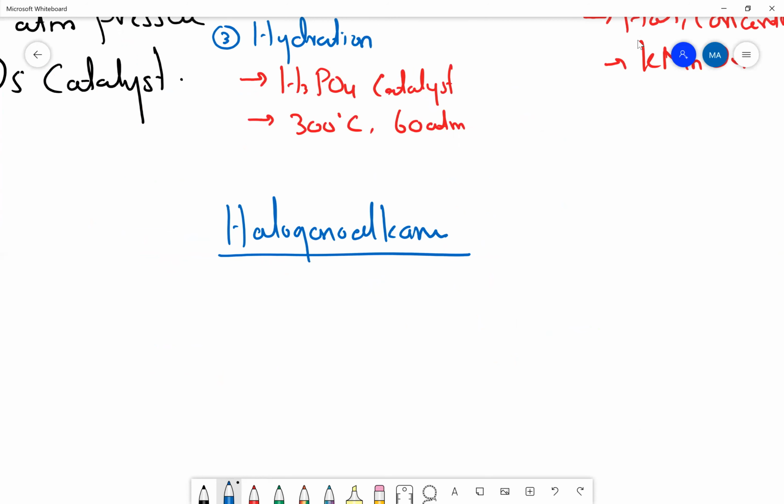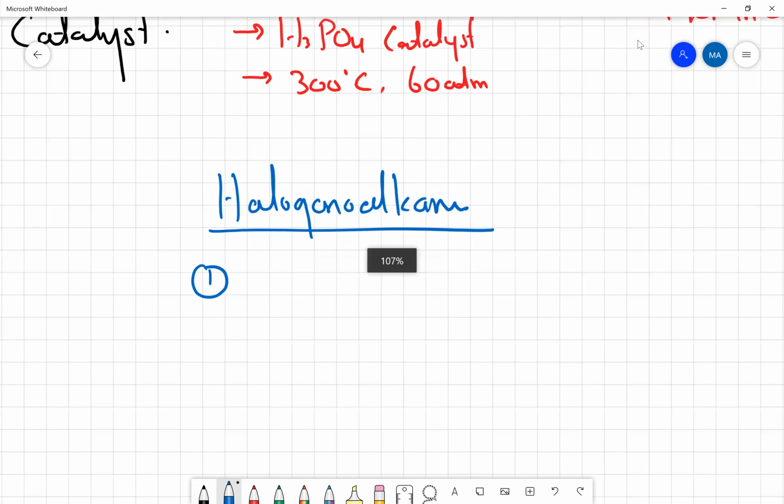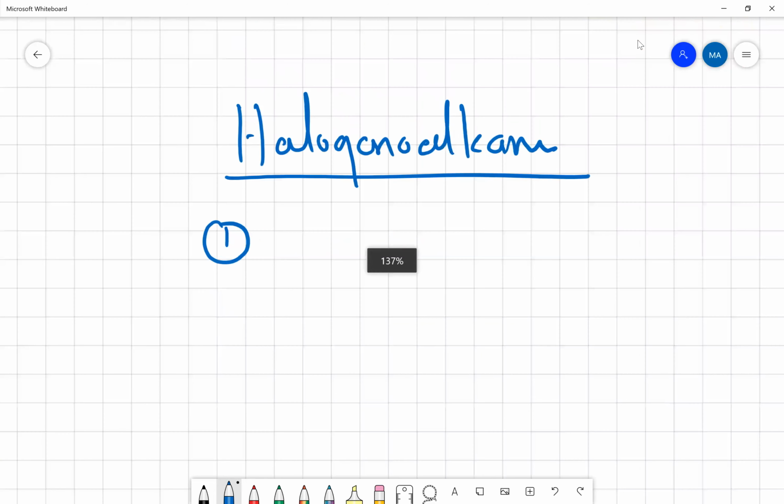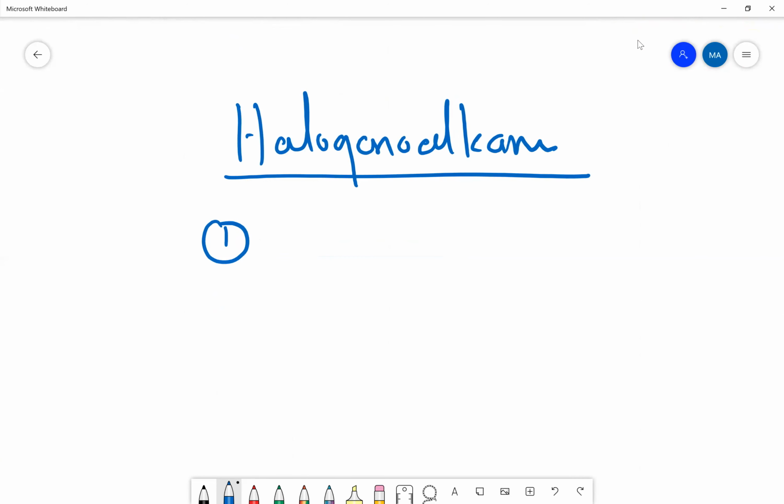The first reaction for the halogenoalkanes is the nucleophilic substitution reactions. For each of the different mechanisms, I'm going to categorize these nucleophilic substitution reactions into 3 different segments according to the substances being used for the substitution. So number 1 is the SN. I'm denoting these nucleophilic substitution reactions with the symbol SN.